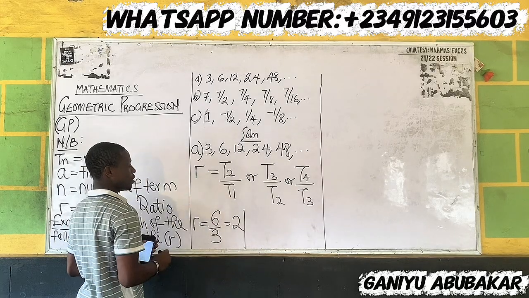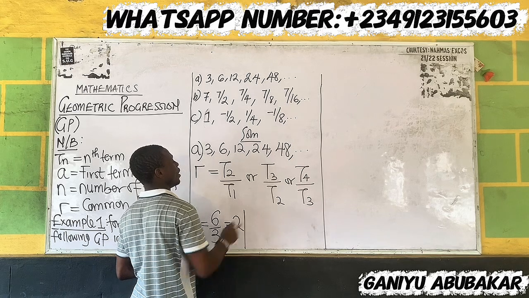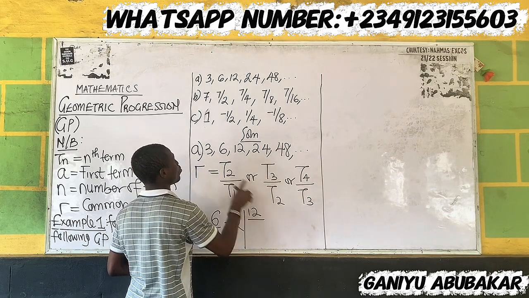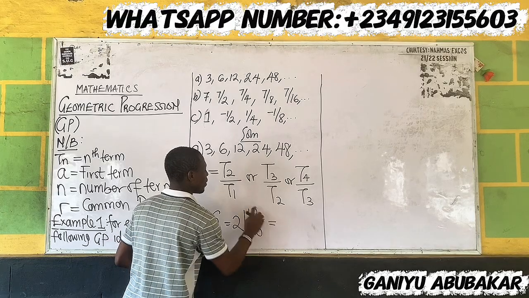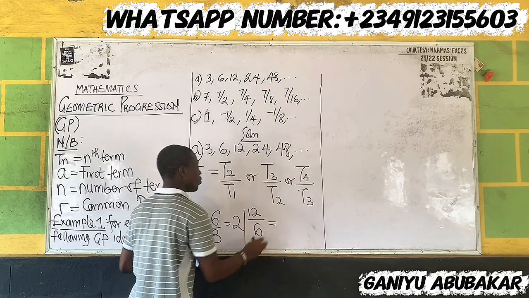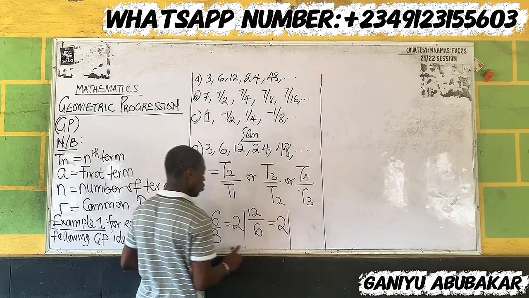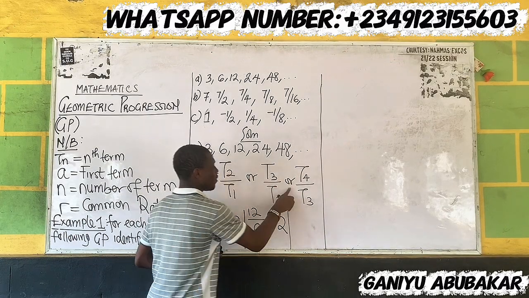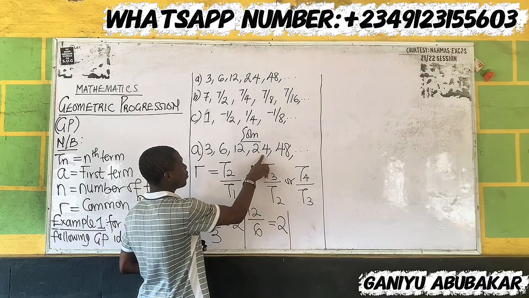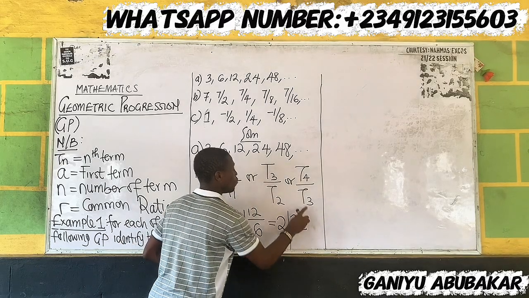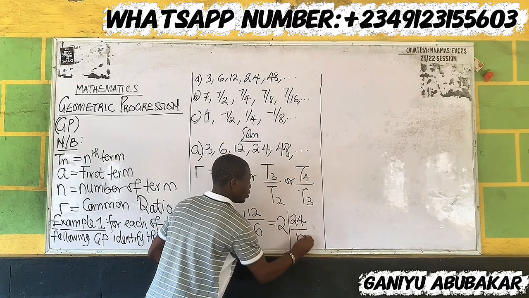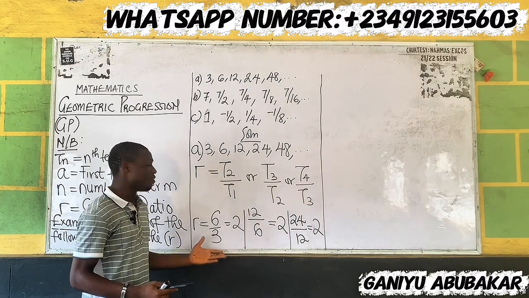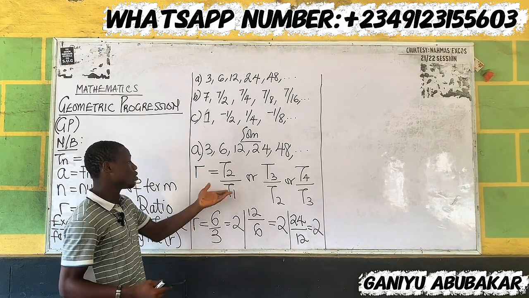If I apply this one here, T3 is 12 over T2 is 6. 12 divided by 6, of course, is 2. So observe, R is 2. Using this one, R is 2. If I choose to use this one, T4 is 24 over T3 is 12. This one here gives you 2. So whichever one you are using, you still have the same value. So choose to use whichever one.